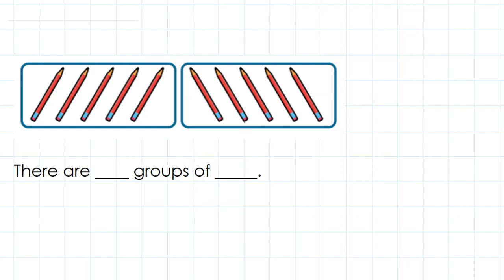So here, we've got our stem sentence. It says there are blank groups of blank. So in the first blank, we're putting how many groups there are. So can you see that there are 2 groups? And then there's groups of what? How many are in each group? Well, there's 5 pencils in each group. So I'll write a 5 here. There are 2 groups of 5 pencils.